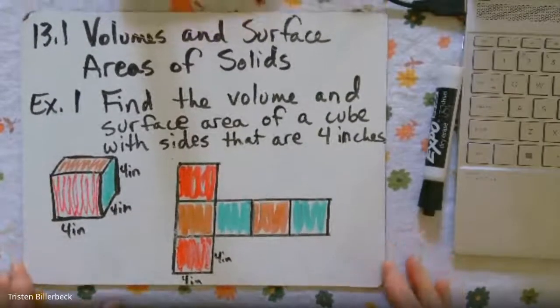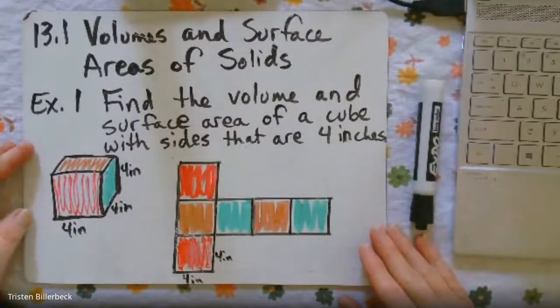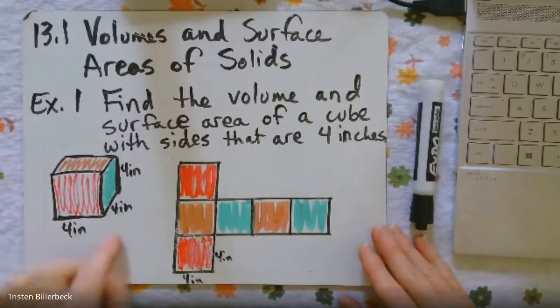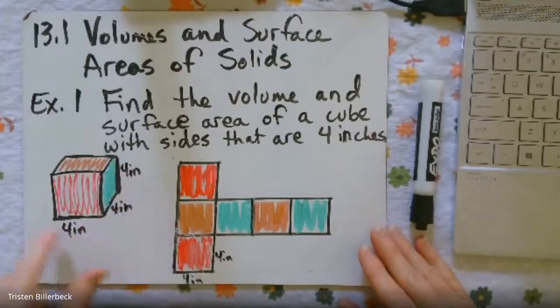So first, we want to look at a cube. If a cube is 4 inches, then it's 4 inches on every side. So the width, the length, and the height.